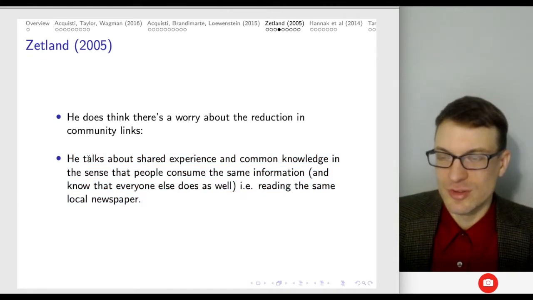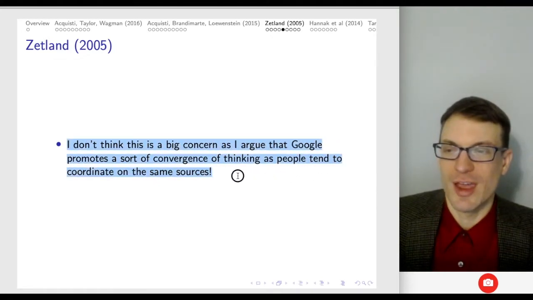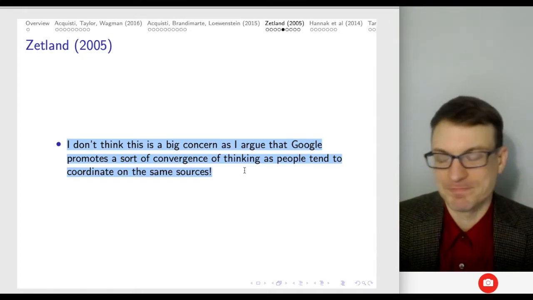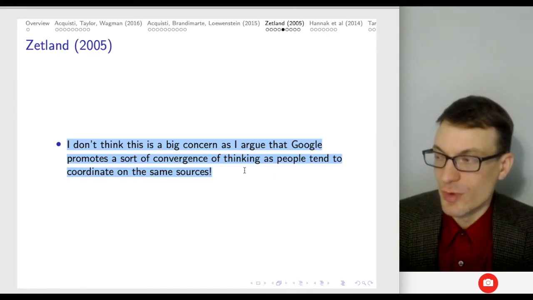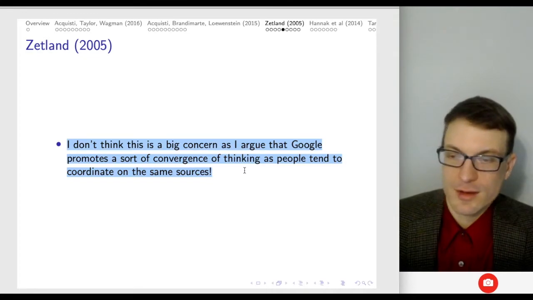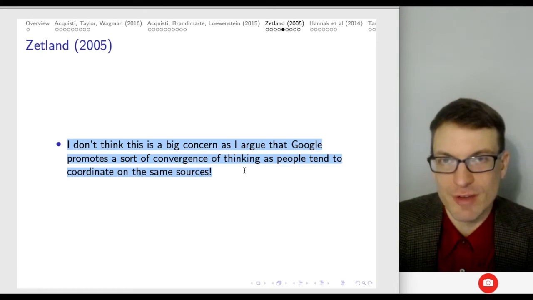Let's see. So Zetlin had been worried about people not reading the same newspaper. I said, I don't think this is a big concern, as I argue Google actually promotes this type of convergence of thinking. People tend to coordinate on the same sources. You can find your community. You can find those who are like you, those that you want to interact with via the internet. So that's good. And I think actually we get a convergence rather than a divergence of thinking from Google.